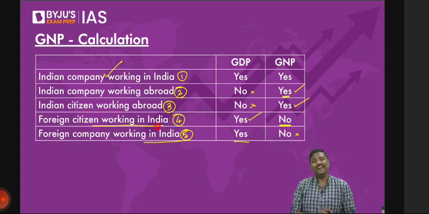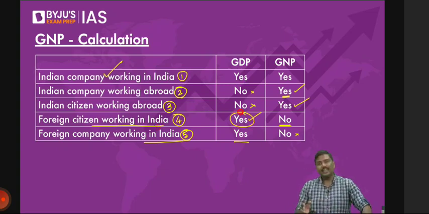The whole Ramayana is over now. Production should happen in India. A foreign citizen is earning salary in India. So it should be counted, of course, as a part of GDP only. Okay, so this is how we need to understand. We need to understand the concept, the idea of a GDP and a GNP.